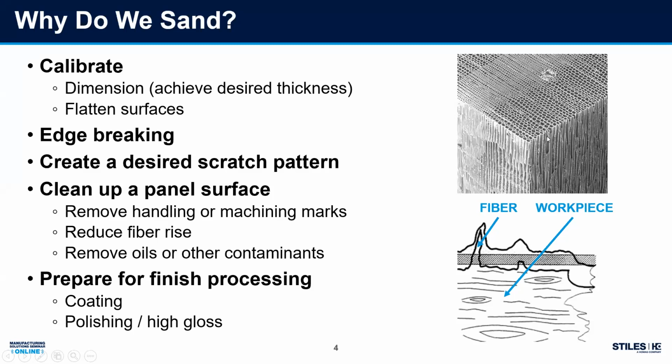And ultimately, our goal here is to prepare everything for the finish process. Our finishing process is only as good as the sanding that's done on the workpieces. So any of those blemishes created in the sanding process are going to show up during finishing. We're going to talk about polishing in between coats of high gloss.